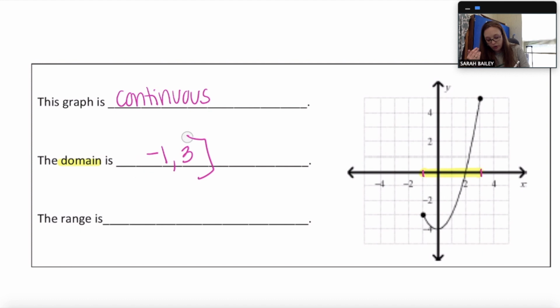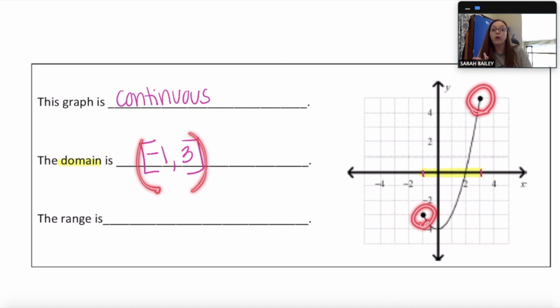So how do I know which? Well, first, is -1 a possible domain? Yes, and I know it is because of this point right here, okay? It's shaded. So that means I'm going to have the bracket. Then I'm going to say, is +3 part of the domain, or is it got that open circle? Well, right here I have the shaded circle when x is +3. So I'm going to have a bracket here. If these two were open circles, then I would have had parentheses here instead of the brackets.